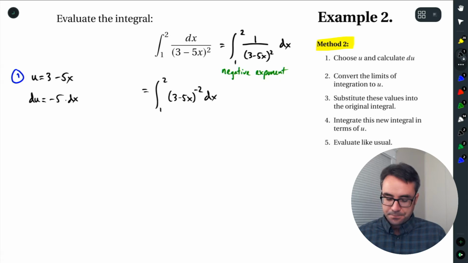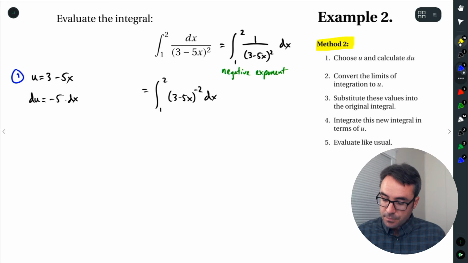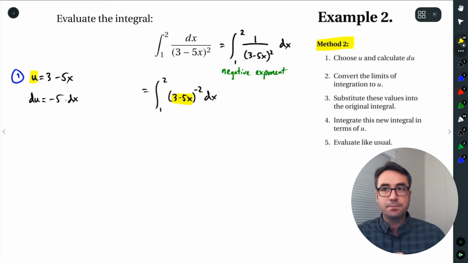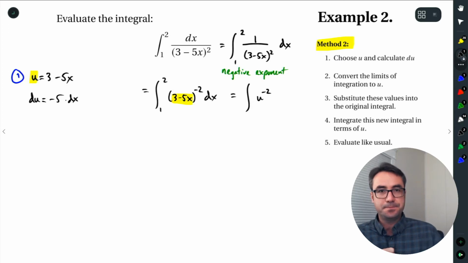All right. So what we're going to do is work on converting everything we have here from x's. Right now all this is x's, and we're going to convert everything into u's. So first of all, the 3 minus 5x, by design, is going to become u. So let's start writing this in. We're going to have u raised to the negative 2.